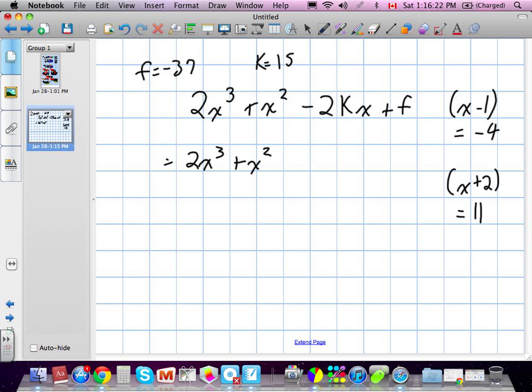Really quickly, we'd end up with a polynomial that reads 2x cubed plus x squared. Then you have negative 2 times 15, so that's going to give us negative 30x and minus 37. Now, we can synthetic factor to check if we like. Let's see if we get negative 4, and if we synthetic factor by negative 2, see if we get 11 as remainders.